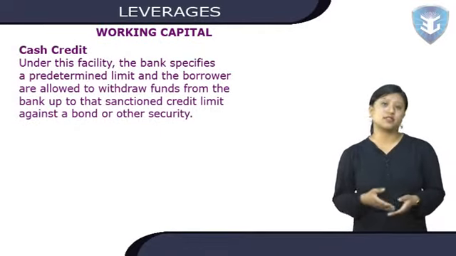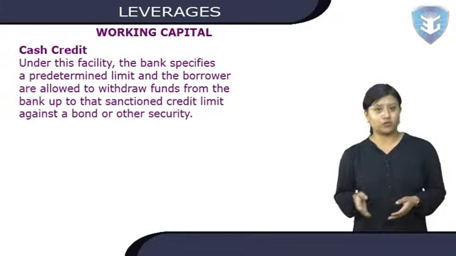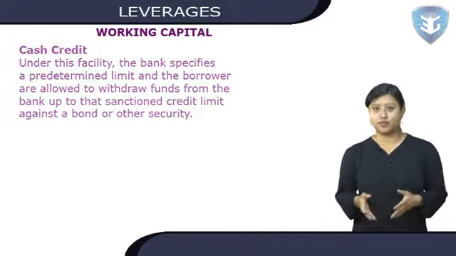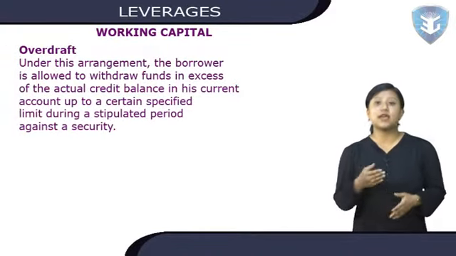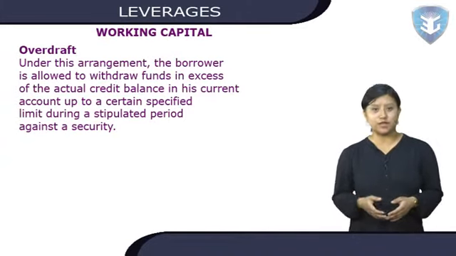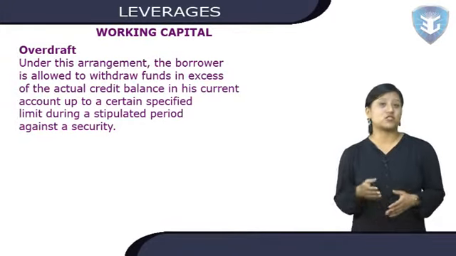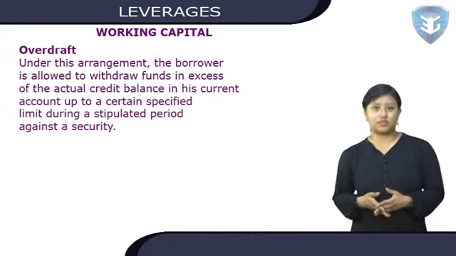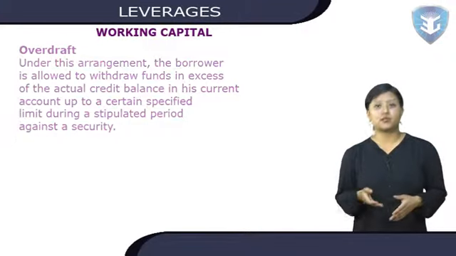Cash credit. Under this facility, the bank specifies a predetermined limit and the borrower is allowed to withdraw funds from the bank up to that sanctioned credit limit against a bond or other security. Overdraft. Under this arrangement, the borrower is allowed to withdraw funds in excess of the actual credit balance in his current account up to a certain specified limit during a stipulated period against the security. Overdraft facility is generally available against the securities of life insurance policies, fixed deposit receipts, government securities, shares and debentures, etc. of the corporate sector.